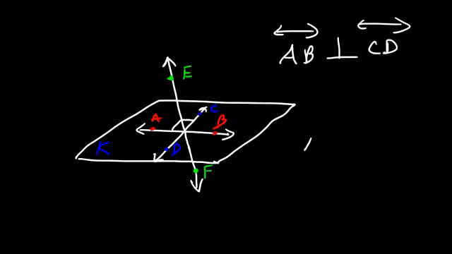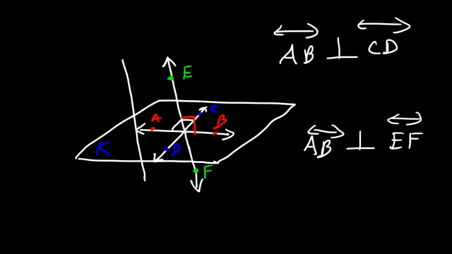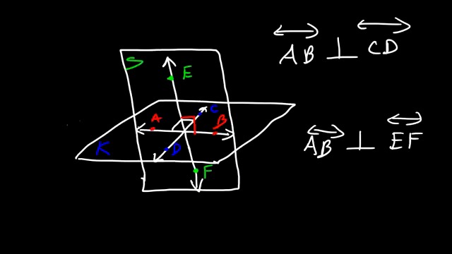Now we could also say that line AB is perpendicular to EF. In this case, the right angle is here. Hopefully you can see that. Now, these two lines, AB and EF, they do not exist in plane K. However, we can draw another plane in which they both exist. They both exist in this plane, which we can call plane S, for example.